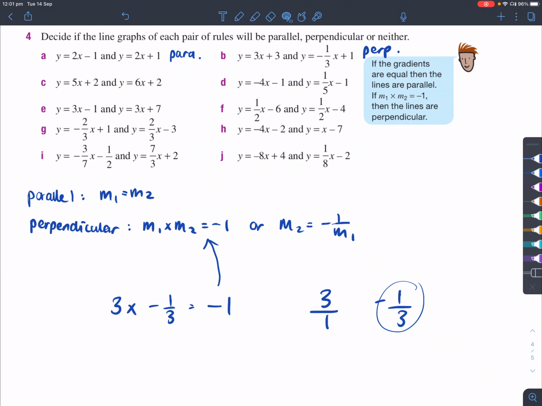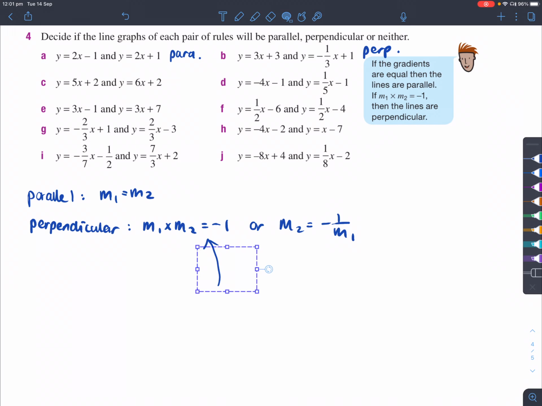Then for C, let's have a look at C. We've got a gradient of 5 and 6. They're not the same, so they're not parallel. They don't times to give you -1. They times to give you 30. So we say it's neither parallel or perpendicular.